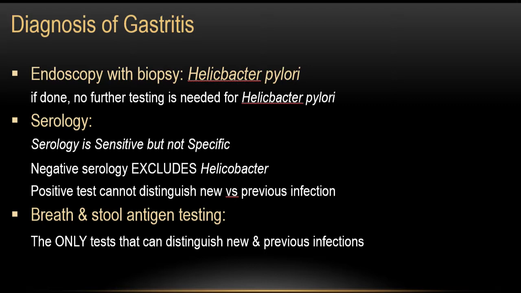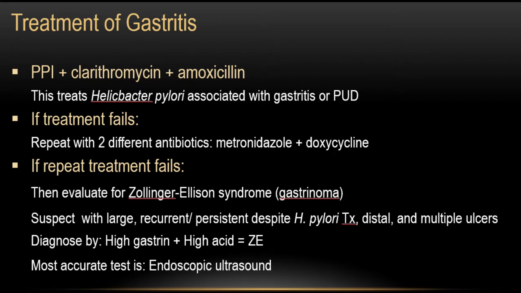What is very specific for H. pylori is the breath test and the stool antigen testing, very specific for H. pylori. The urease breath test and stool antigen testing, very positive for H. pylori. And as I said, the treatment is going to be proton pump inhibitor and clarithromycin and amoxicillin for H.